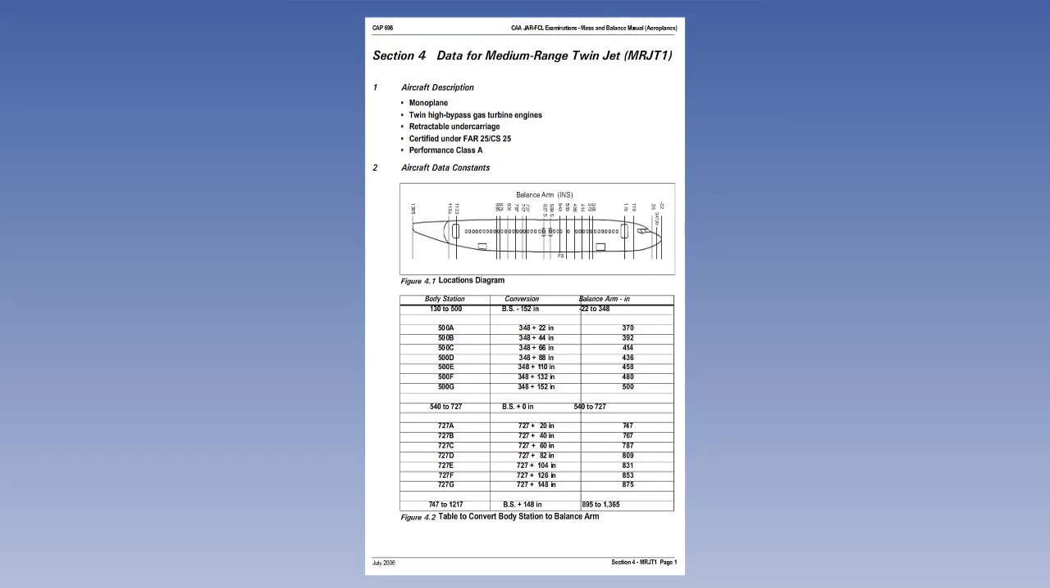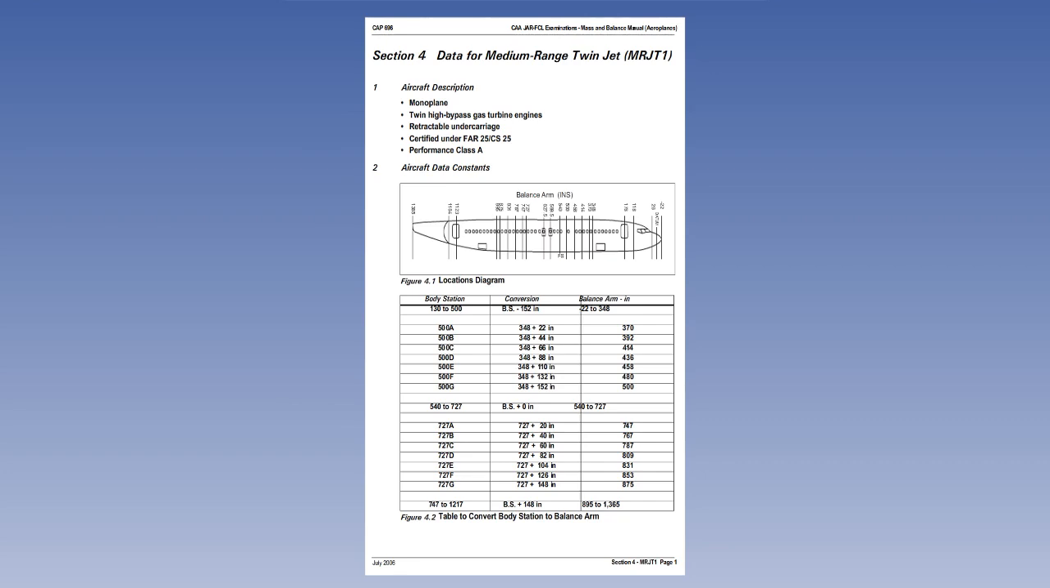In this lesson, we will be studying the medium-range jet transport from CAP 696. The aeroplane is based on a generic Type twin-engine jet transport, certified under CS25, large aeroplanes, Performance Class A.